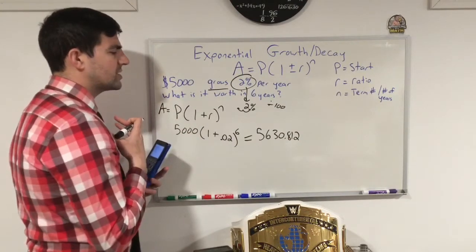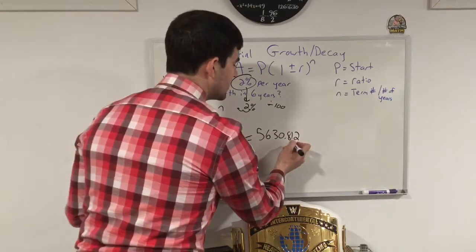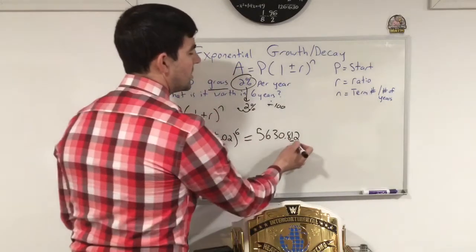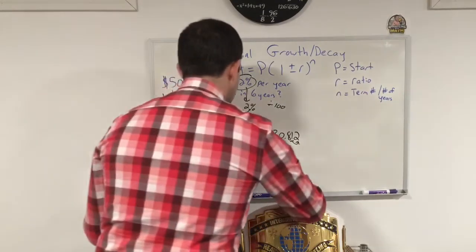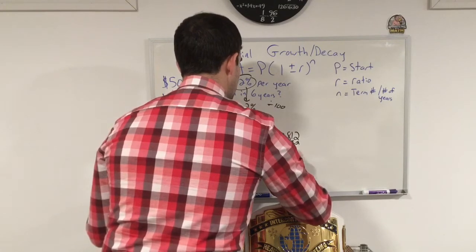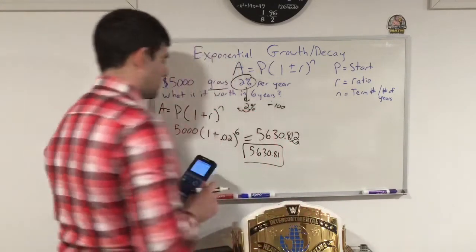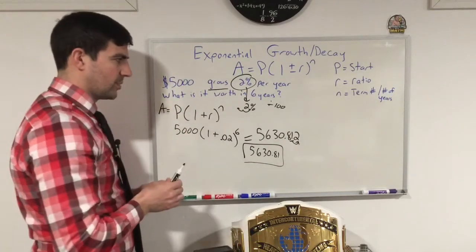And just be careful with what we have to round to. I'm going to round this to the nearest cent since we're dealing with money here. So that's 2 decimal places. So I'm looking at the 1 here. Does the 2 bump it up or not? The 2 does not bump it up, so this would be worth $5,630.81 after 6 years. Okay, that is a growth example.